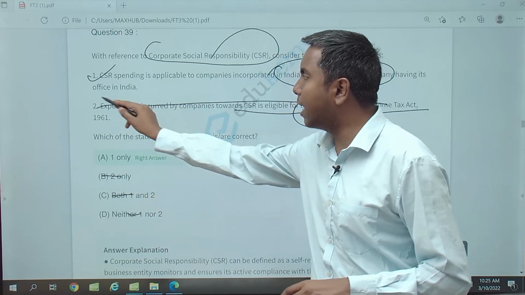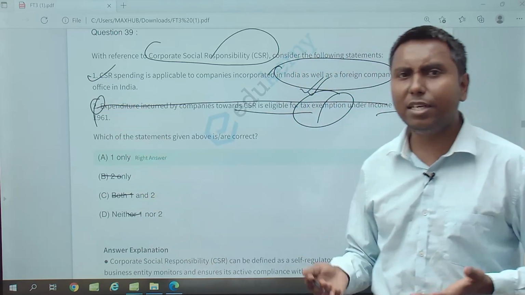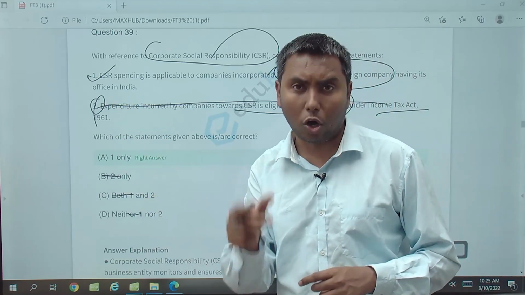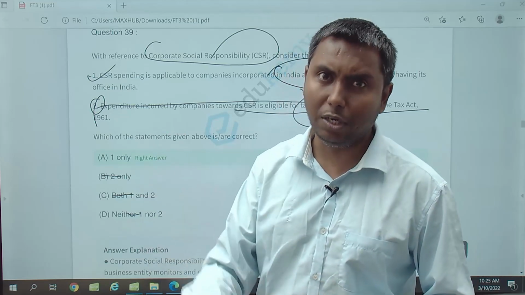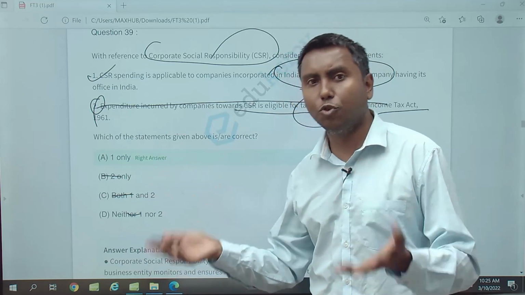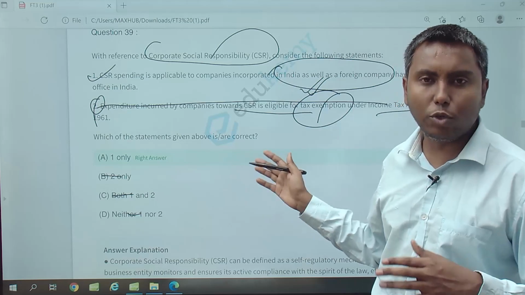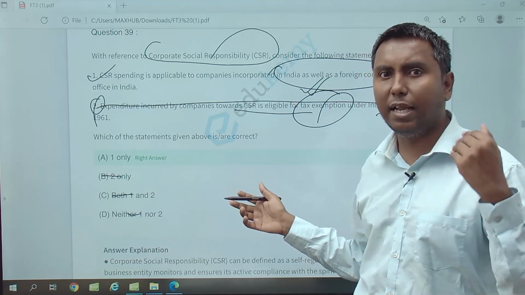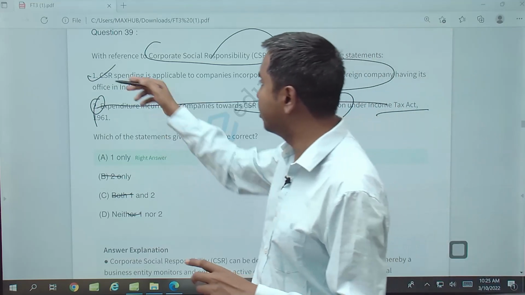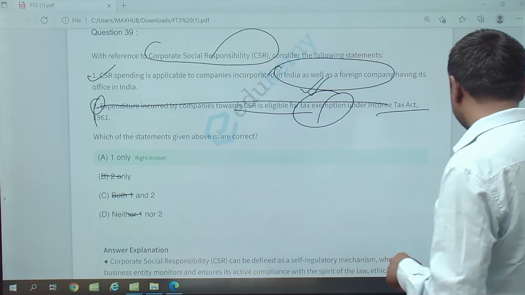Again, you might have guessed it, since CSR now is a law, since it is written in company law, they have to do it. Government does not need to incentivize. It's a legal obligation that they have to do. So 1 only is the correct answer.